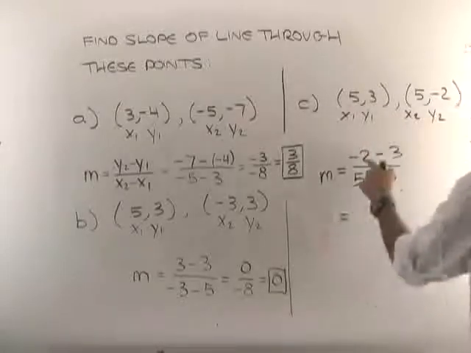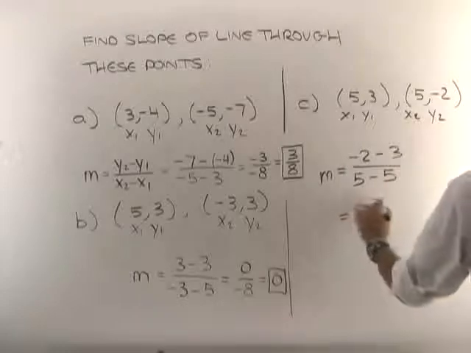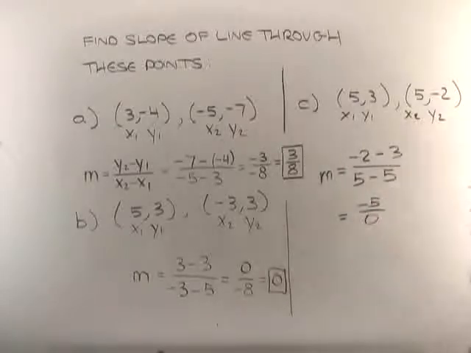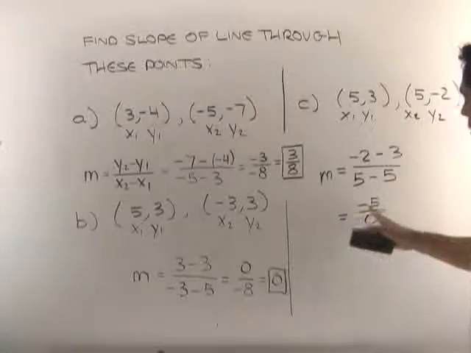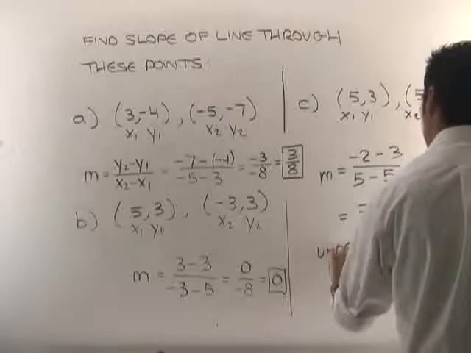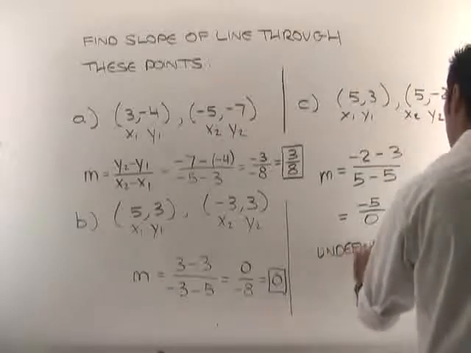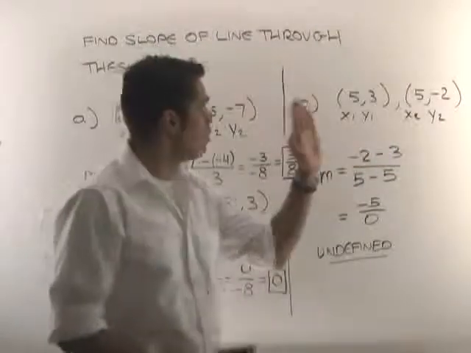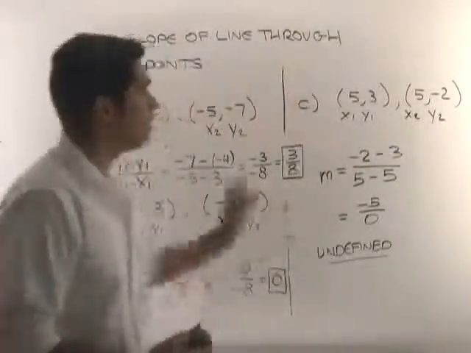Okay, now here in the numerator, we get negative 2 minus 3, which is negative 5, over 5 minus 5, which is 0. And this is bad, because you cannot have division by 0. So in this case, we'd say that the slope is undefined. And this right here is representative of a vertical line, because vertical lines have undefined slopes.